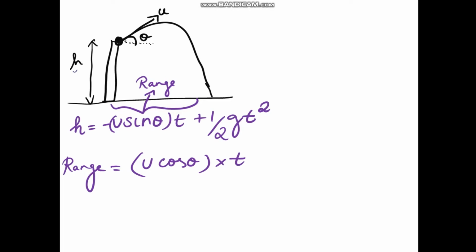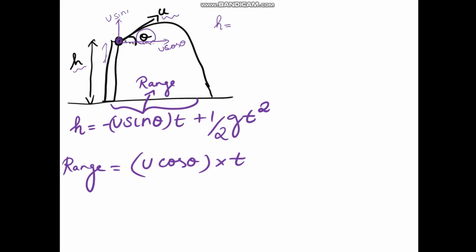Suppose from a tower of height h, we are throwing a ball with initial velocity u at an angle theta with the horizontal. Then we can write that h is equal to, we know the kinematic equation, ut plus half gt square. Along the horizontal direction it is u cos theta, and along the vertical direction u sin theta.